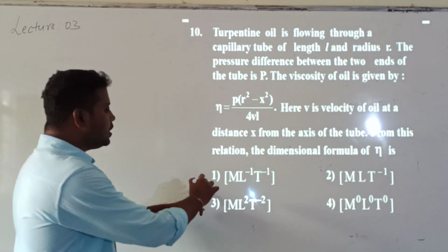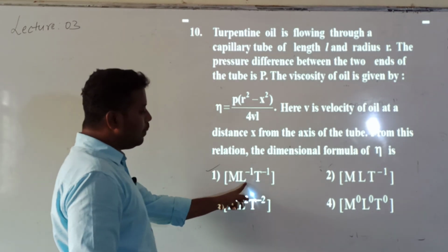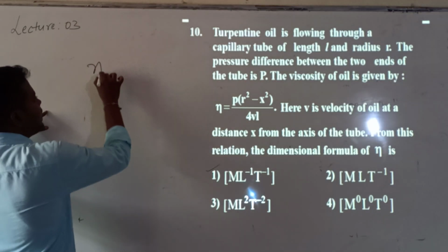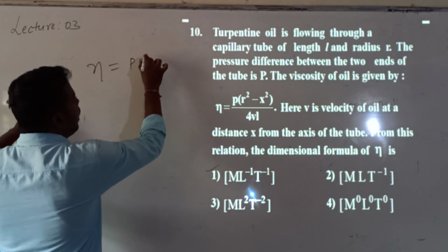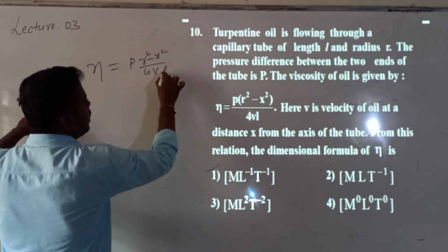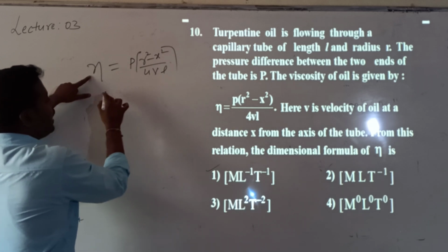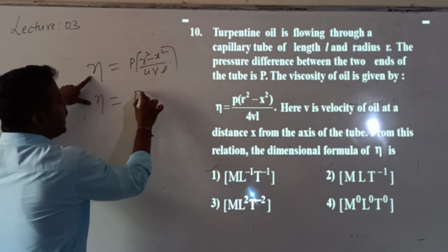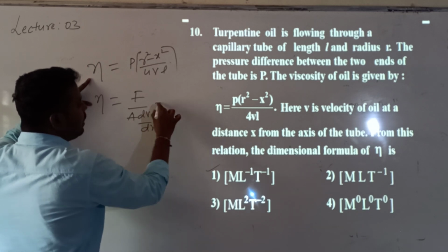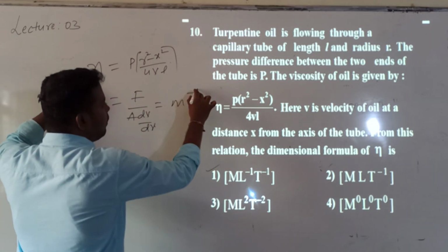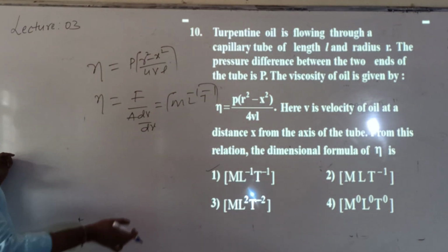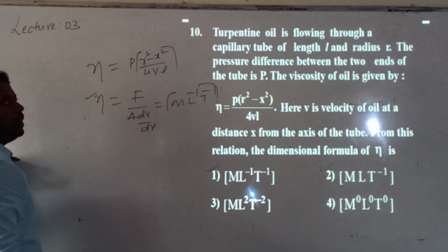From this relation, we have already written the dimensional formula of viscosity. What is the viscosity dimensional formula? M L power minus 1 T power minus 1. Even by this formula also you will get the same: P into R square minus X square by 4 into V into L. You check it. In the last problem I calculated viscosity as F divided by A into dV by dx. I got the dimensional formula M L power minus 1 T power minus 1. So whatever formula you use, the dimensional formula will be the same.